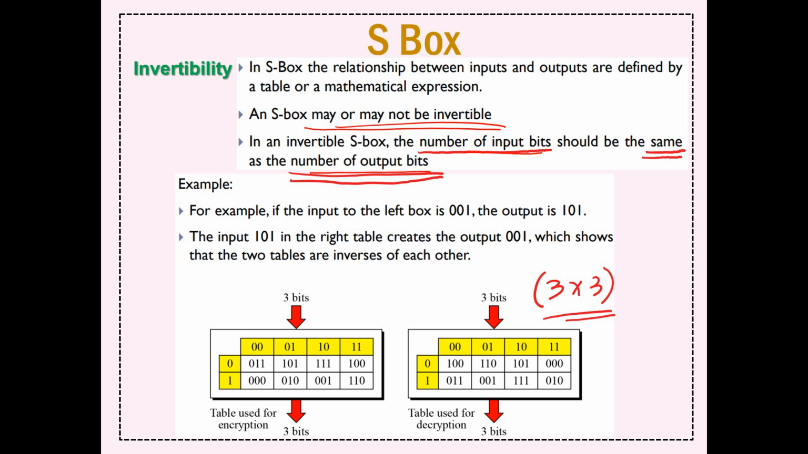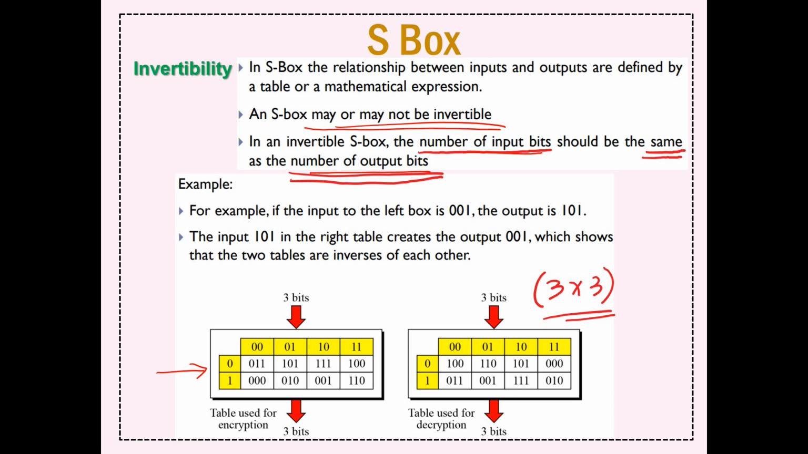For example, you can see here, it's a 3 cross 3 element. And in the same manner, the example that we took, this is the table used where the left hand bit is considered as a row, and the rest of the 2 bits are considered as a column. So this is the input table used for encryption, and the 3 bits are given over here.